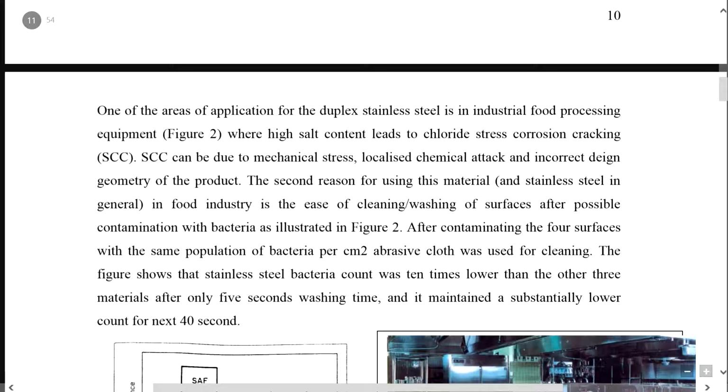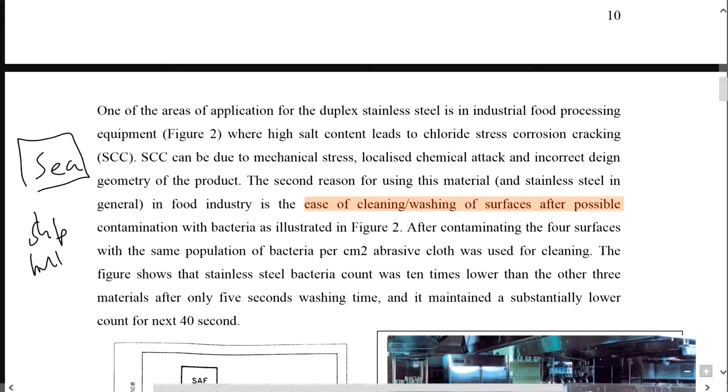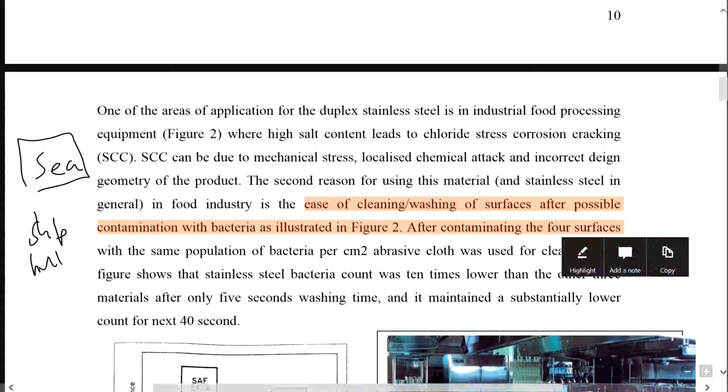So the second reason for using this material is that duplex has corrosion resistance against this type of high salt content. Nonetheless, it can also be used for the sea, or ship hulls, because there is salt everywhere, but I think maybe it's more on the coating side because it's very expensive, I guess. Another reason is that it is easy for cleaning and washing. The surface is very easy to wash.